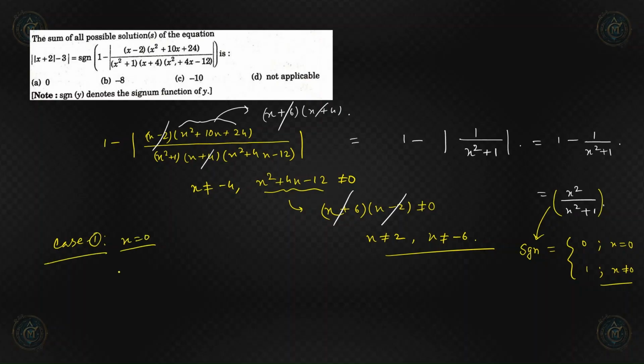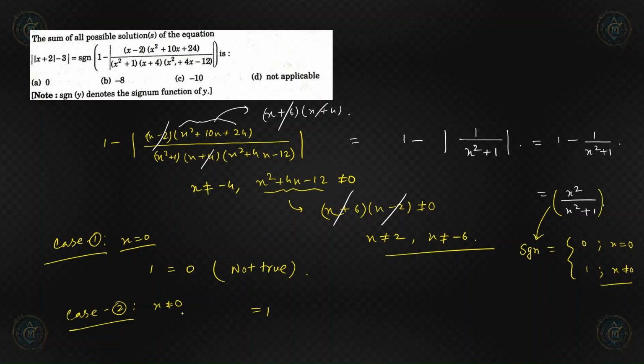x equal to 0, so if x equal to 0, we can verify whether this equation is satisfied or not. Let us check. So this LHS becomes 2 minus 3 mod, so 1, equal to, the right hand side becomes simply 0, right? This is not true. So x equal to 0 is not going to be a solution of this equation. Okay, case 2, if we take x not equal to 0, so we get right hand side equal to 1, right?